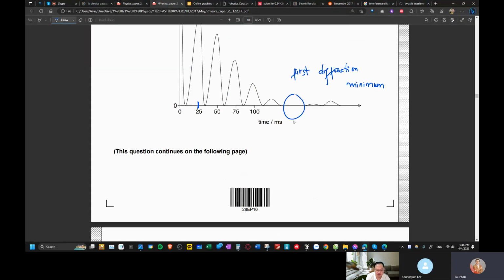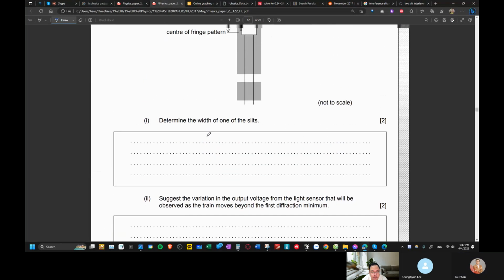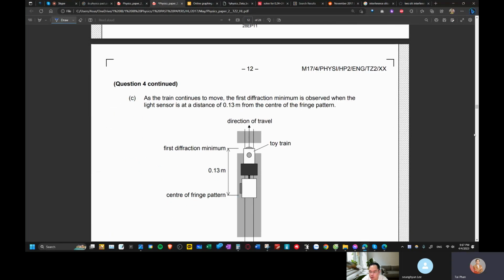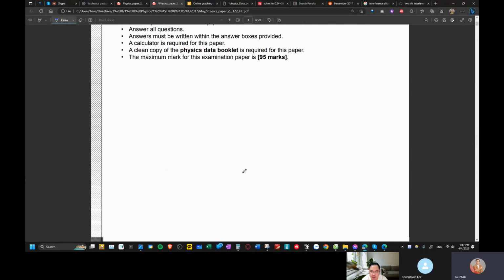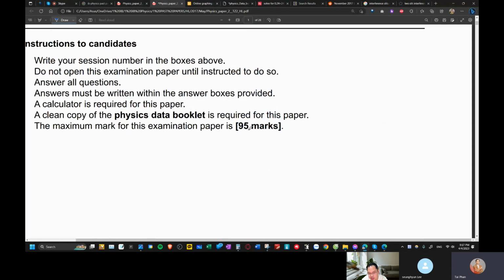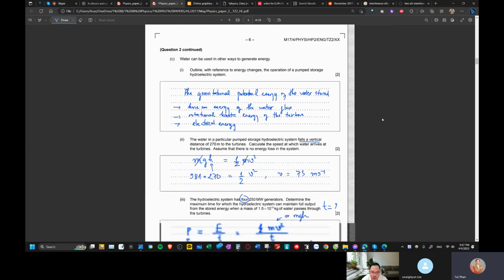So the distance from the center maximum here to this point is 0.13 meter, according to the next question. And my advice, you only need to aim for 55% or 60% of all the questions, not 80 or 95 marks. You aim for like 50, 55, 60. So focus on your strength and skip some parts which are your weaknesses.